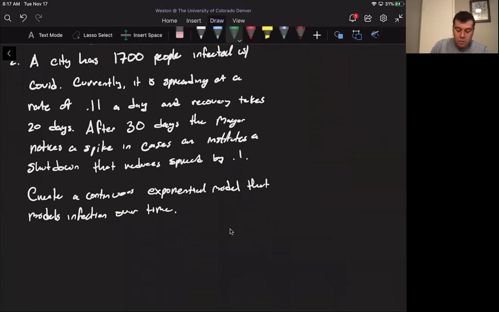And recovery takes 20 days. After 30 days, the mayor of the city notices that there's a spike in cases and institutes a shutdown that ends up reducing the spread by 0.1. So that's 10%. Create a continuous exponential model that models infection over time. So this one, we're going to end up needing a piecewise function to account for what happens before 30 days and then after 30 days. So that makes this model a little bit interesting.